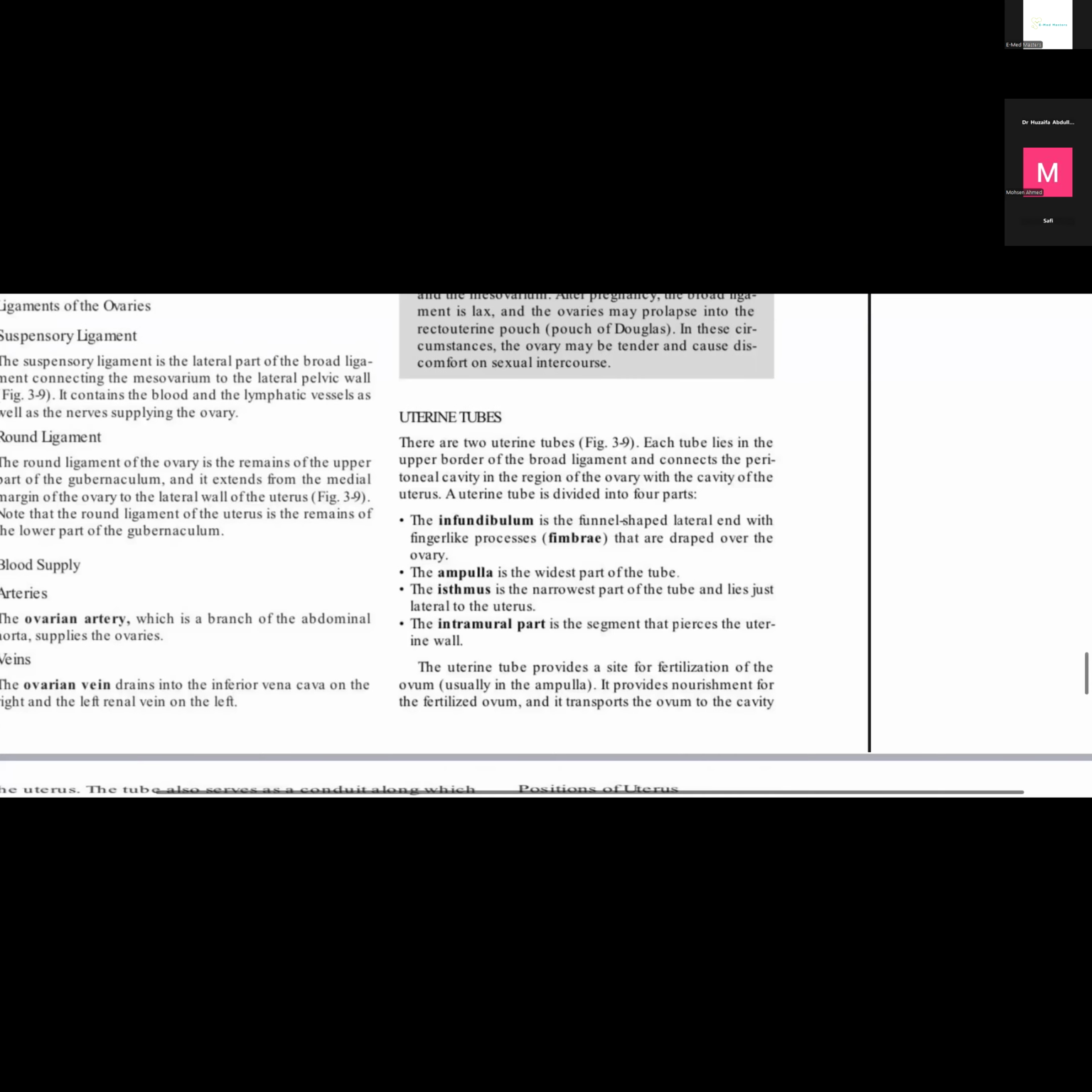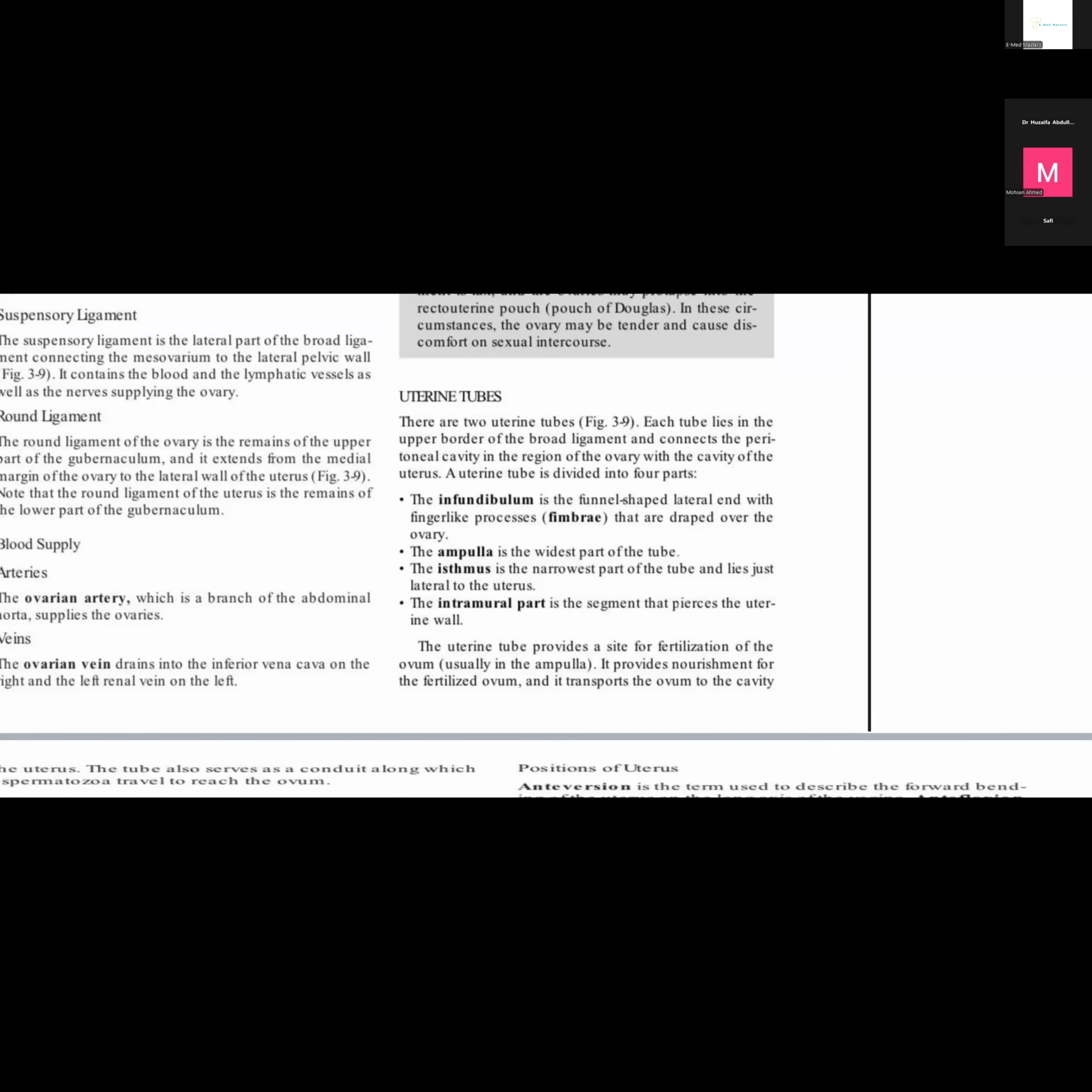Uterine tubes. There are two uterine tubes. Each tube lies on the upper border of the broad ligament of the uterus. The uterine tube connects the peritoneal cavity to the uterine cavity, and it has four parts: infundibulum, ampulla, isthmus, and intramural part. The infundibulum is the lateral part, and it is funnel-shaped and contains finger-like processes called fimbriae. These are draped over the ovary.